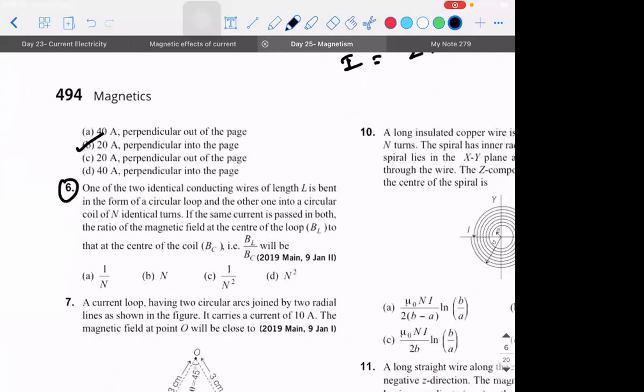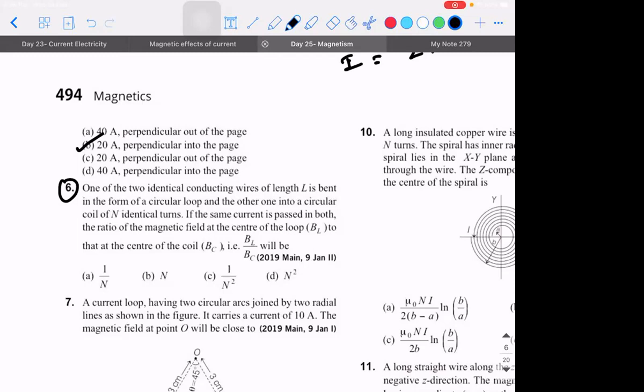Try this. One of the two identical conducting wires of length L is bent in the form of a circular loop and the other into a circular coil of n identical turns. If the same current is passed in both, the ratio of the magnetic field at the center of the loop to the center of the coil is how much? Do it fast.